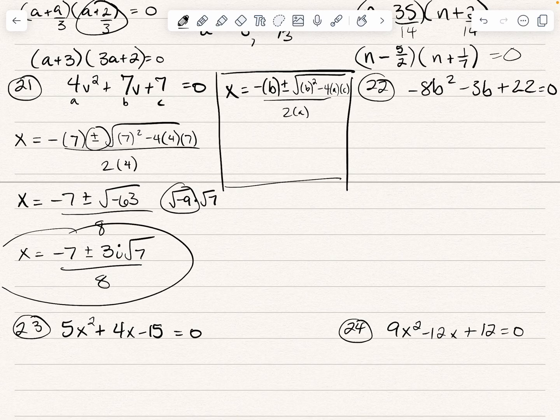Remember, when my discriminant is negative, I'm not going to have a real solution. I'll only have complex solutions with that imaginary number.